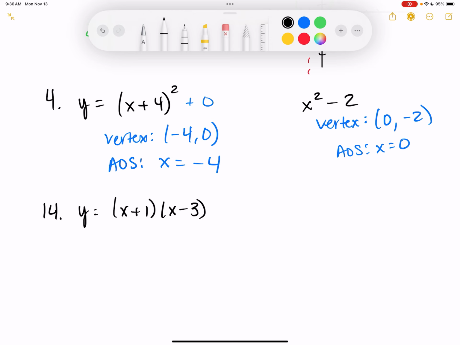So basically, if we set this equal to 0 and we solved, okay, we would have x plus 1 equals 0 and x minus 3 equals 0, and we solve for x. Then those values are your intercepts. So we're always going to change the signs on the intercepts. Okay, the intercepts are going to have opposite signs. So my x-intercepts are going to be at -1 and +3.